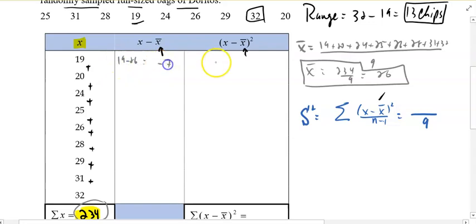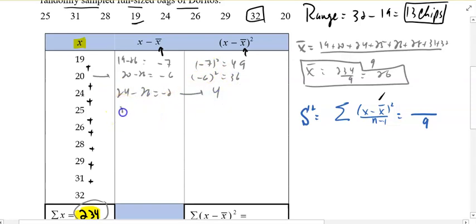That is a negative 7. Negative 7 squared is 49. Take 20 minus 26, that's a negative 6. Negative 6 squared is 36. Take 24 minus 26, which is a negative 2, square, you get a 4. Take 25 minus 26, that's a negative 1, square, you get a 1.